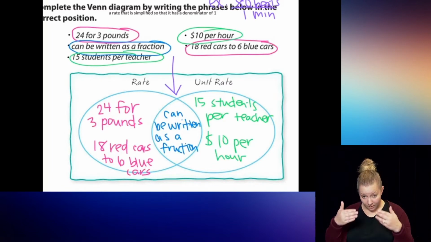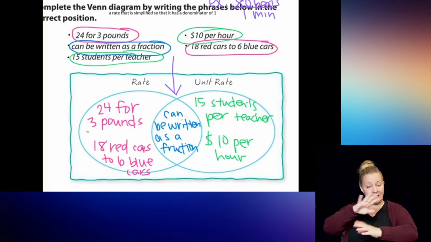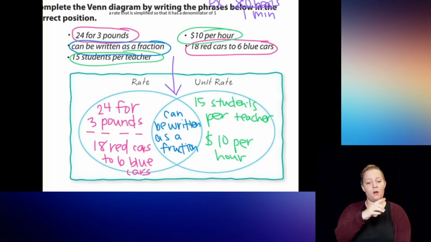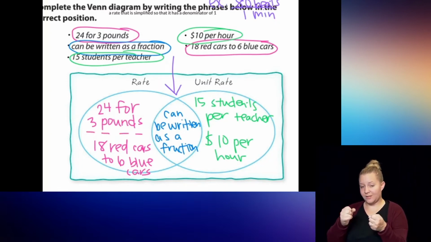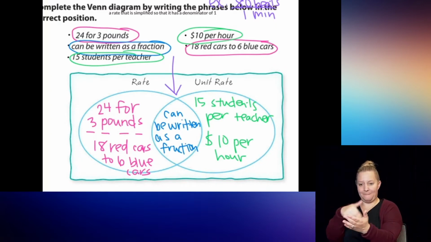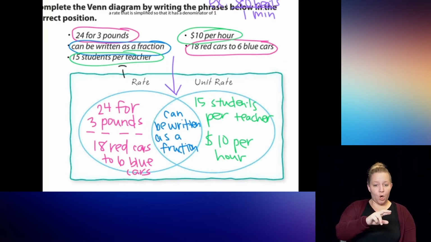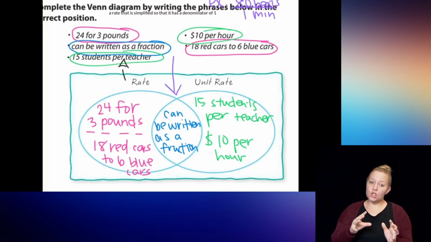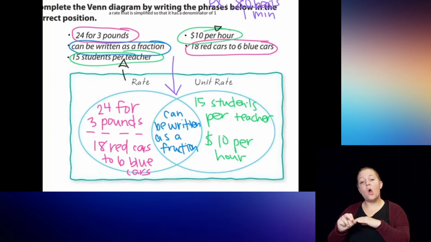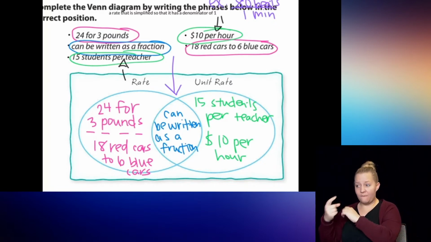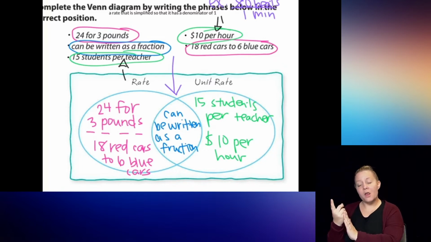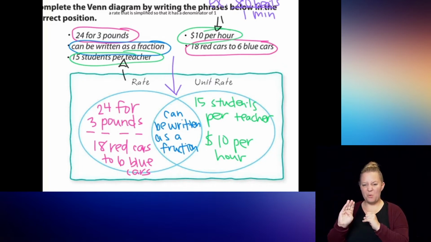Alrighty, so take a look at my table. I have that 24 for 3 pounds and 18 red cars to 6 blue cars are both rates. While in green, I have 15 students per teacher and $10 per hour, because we know for both of those, if it's per some other unit, I know that that's like per one teacher. So I could put the number 1 right there. I can put the number 1 right here for $10 per 1 hour. And then lastly, that blue one, it can be written as a fraction, which would be both of them.